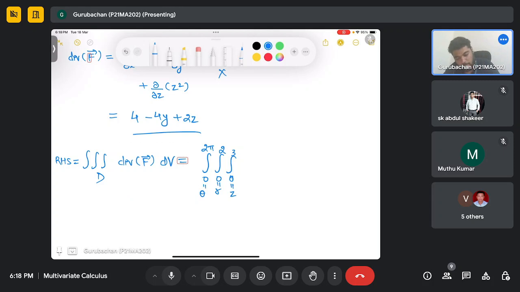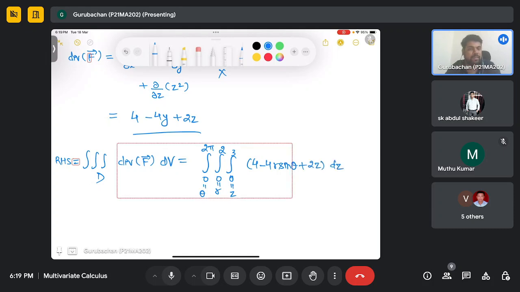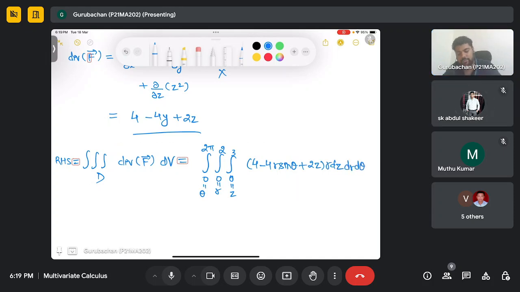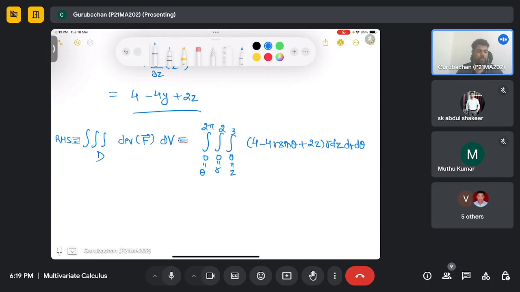So this will be 4 minus, and what is y in polar terms? R sin theta. Good. Plus 2z. And dz, and dx dy will change into r dr d theta. Now calculate this quantity first.